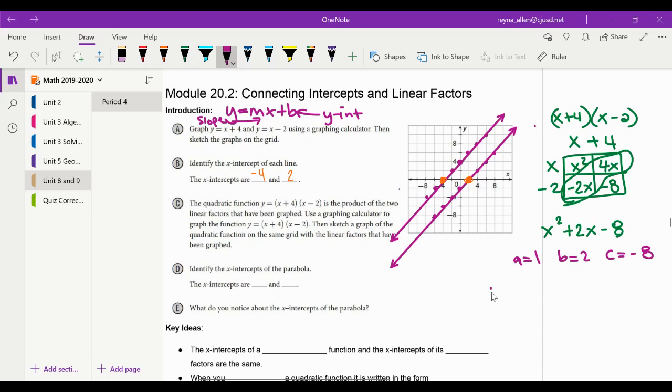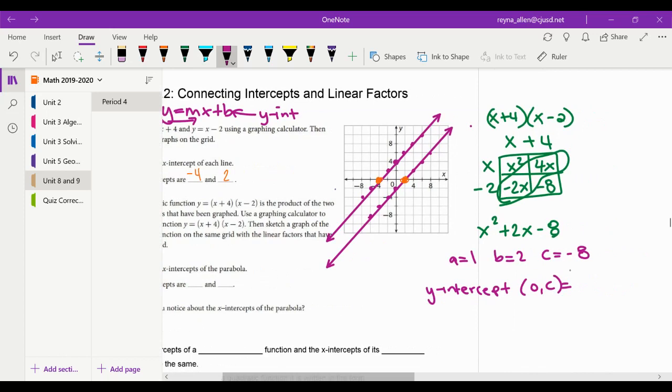We know our y-intercept is 0, comma c, and then our c here is -8. So we can say our y-intercept is 0, comma -8. All right, cool. We got 1 point there.